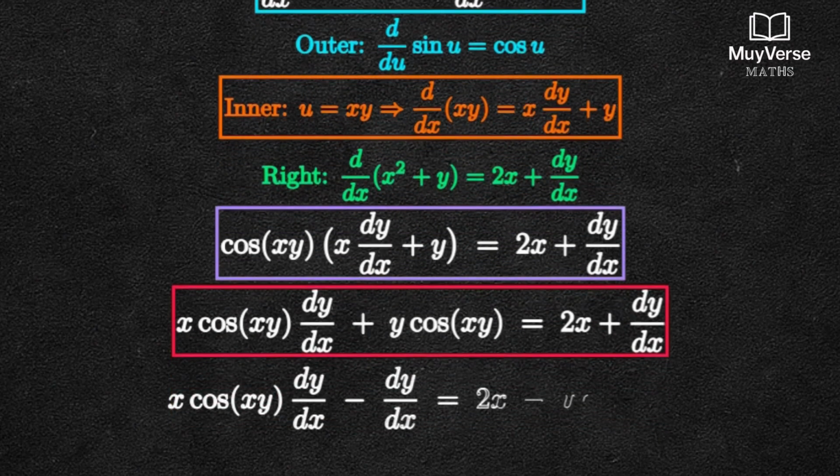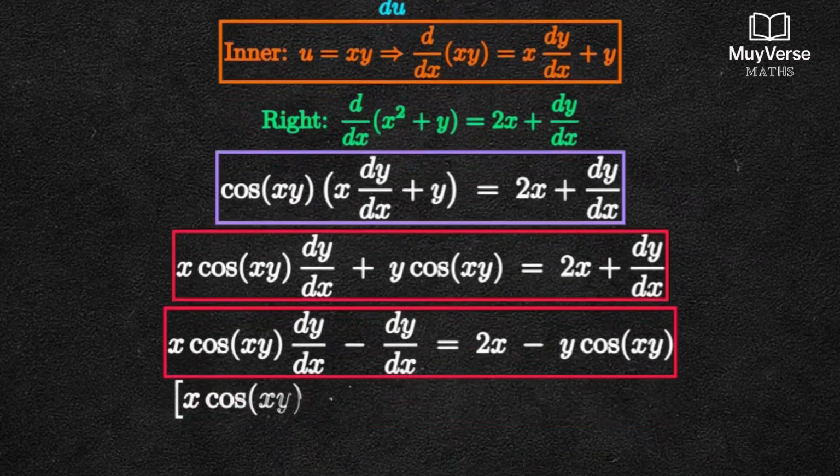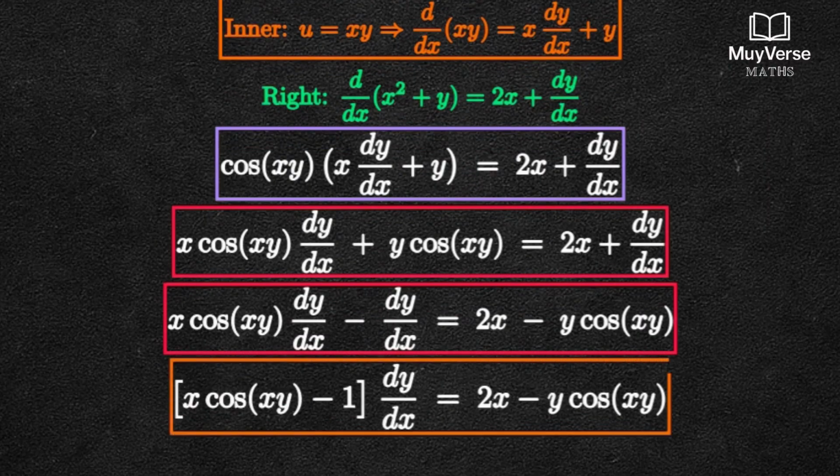Bring all dy/dx terms to the left, and constants to the right. x cosine of xy dy/dx minus dy/dx equals 2x minus y cosine of xy. Now factor out dy/dx. The bracket x cosine of xy minus 1 times dy/dx equals 2x minus y cosine of xy.